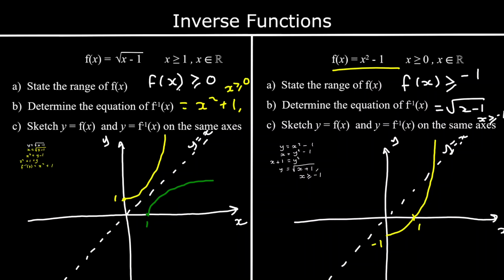The inverse, square root of x plus 1. So the x becomes the y and the y becomes the x. So we're crossing at -1 and 1. It's going to cross the line y equals x at the same point. So we have this.